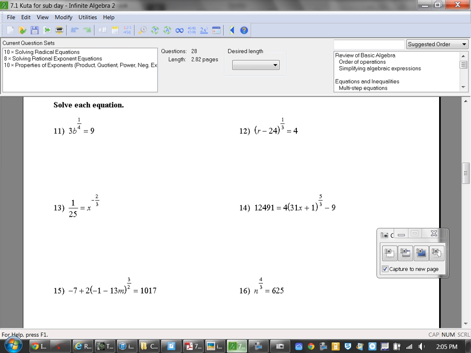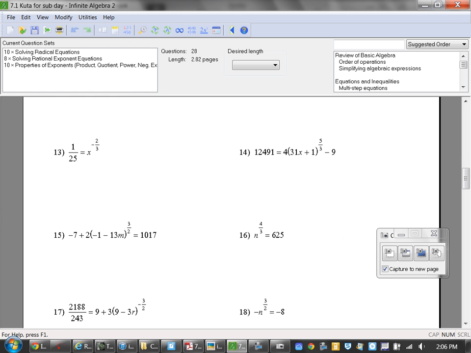Obviously, when you get to number 11, divide by 3, and then what did you do? You take it to the fourth power. Here, basically, this is the cube root of r minus 24 is 4. How do you undo a cube root? Cube it. You cube it.